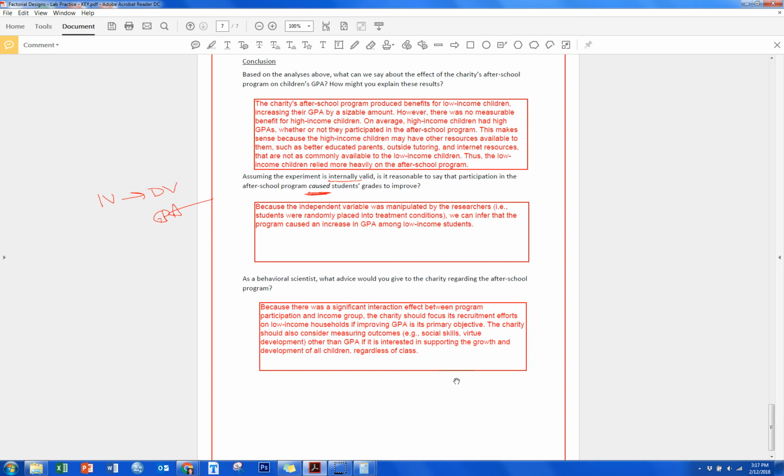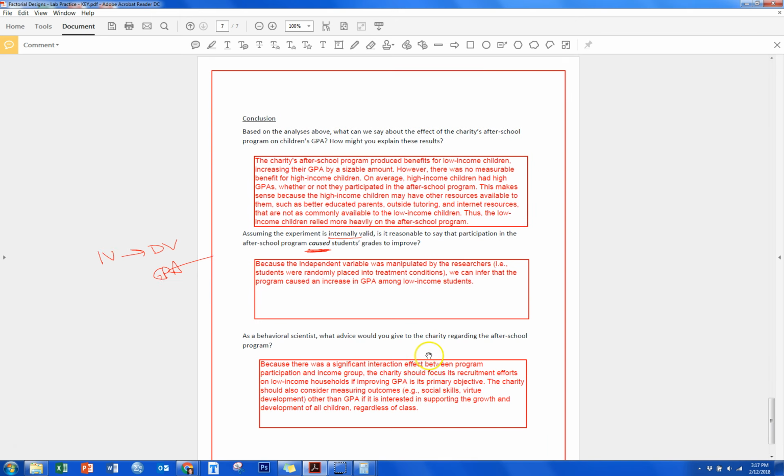So they could support that, they could measure that, and if they find a significant impact there, then they could say, hey, our program is benefiting everyone. For some kids, it benefits their GPA. For other kids, it benefits some of these other ways. But our program is sort of universally effective. So those are the options that the charity might consider exploring.